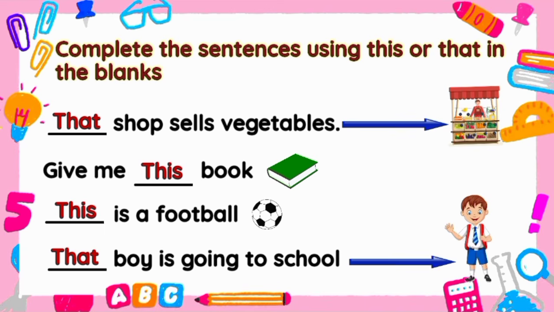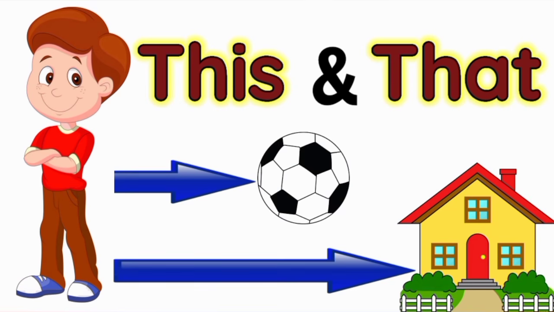So, we read that we always use this to identify the things that are near to us, whereas we use that to identify or talk about the things that are far from us. Both this and that are used when we talk about any singular noun, that is, when we talk about only one thing.